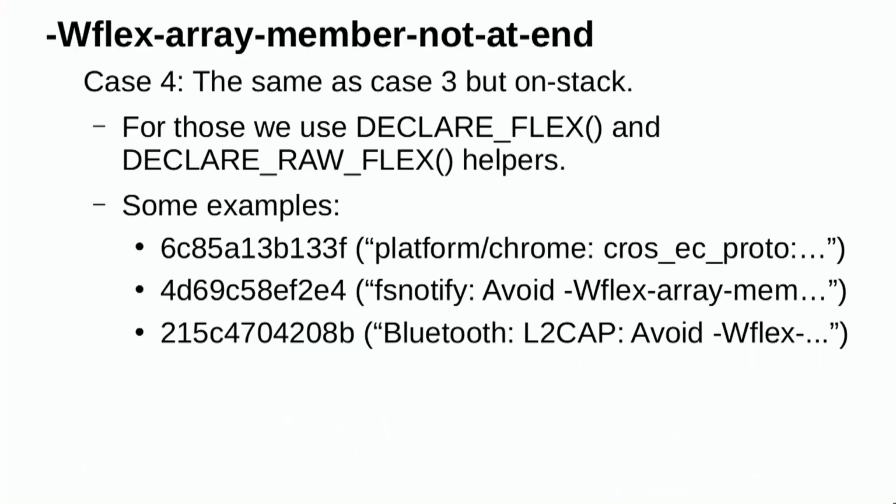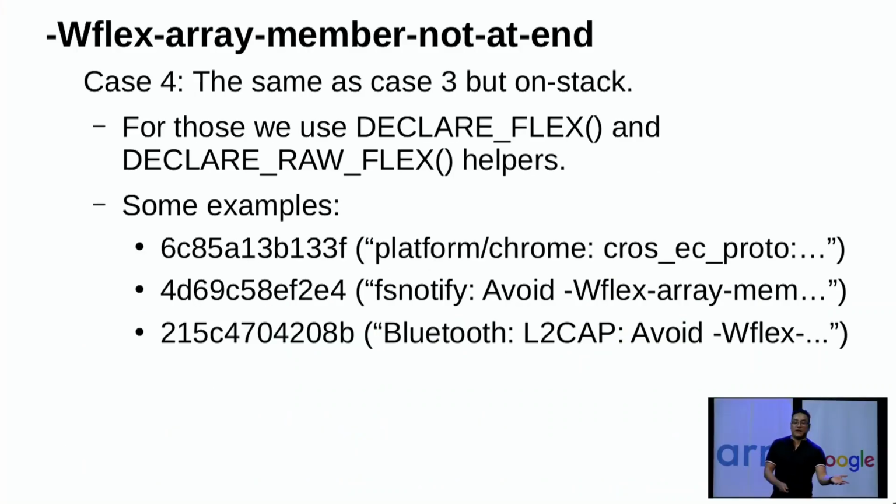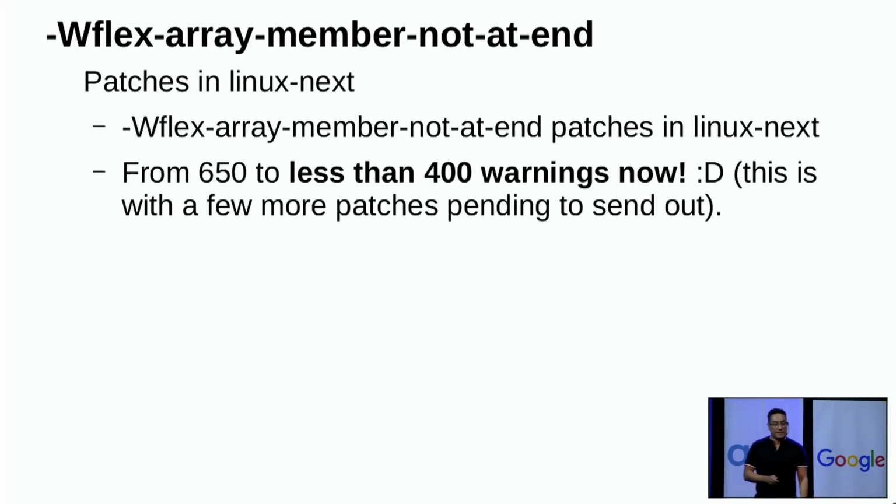Okay, and another case would be the same as case 3, but on stack. For that, we use the declare flex and declare raw flex helpers. That's a topic for another conversation. However, you can see some examples here when you have access to the presentation. And currently, I have sent a bunch of patches to Linux Next, and I managed to go from 650 to less than 400 warnings with this strategy.